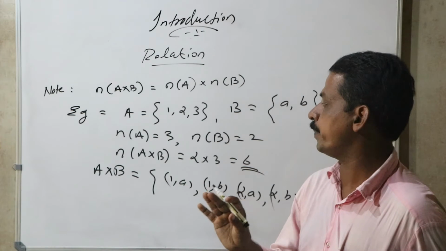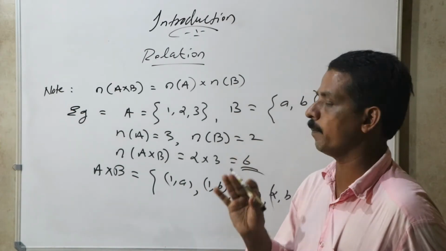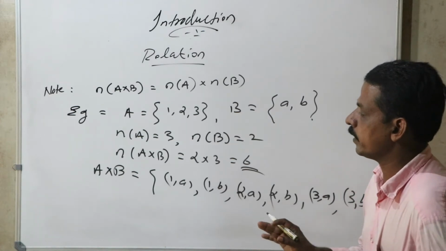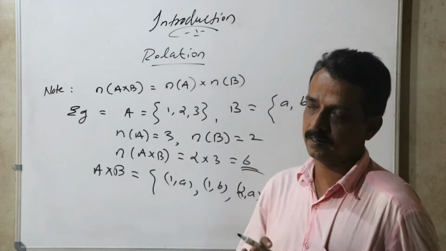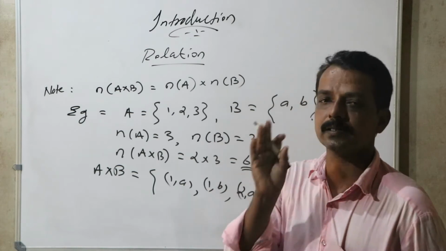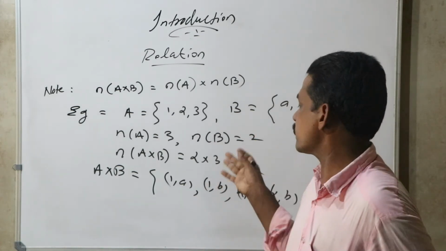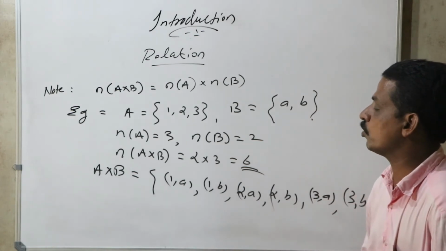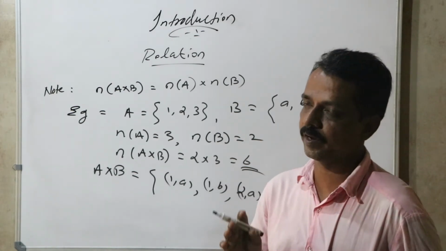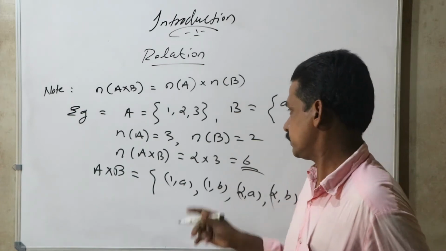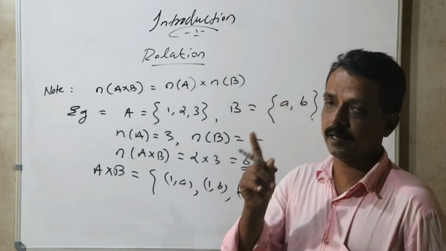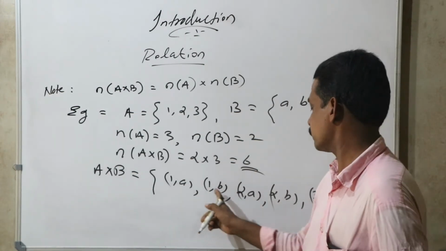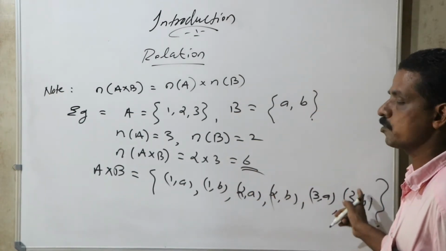Number of A cross B equal to number of A into number of B means here set A has 3 elements and set B has 2 elements. Number of A cross B is equal to 2 into 3, 6 elements. That means when we find A cross B, there will be 6 elements. 1, 2, 3, 4, 5, 6.